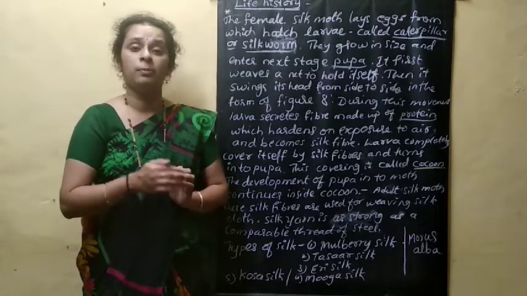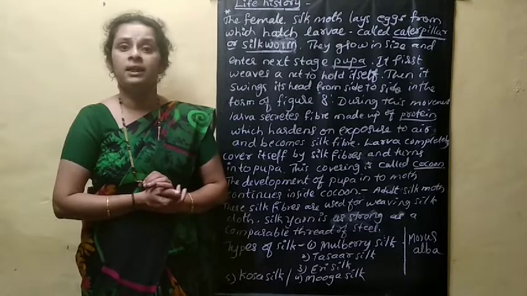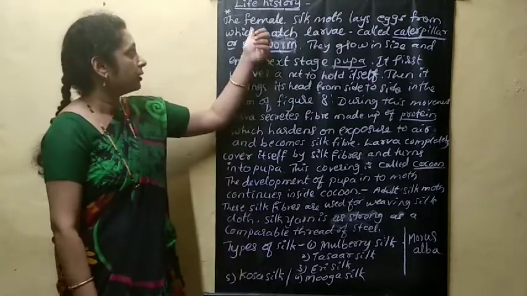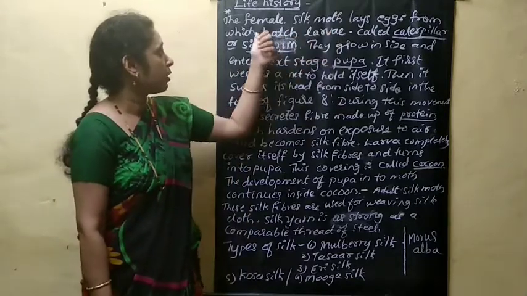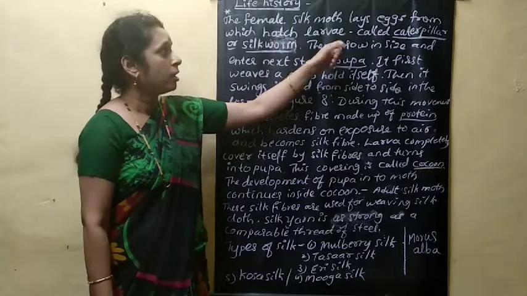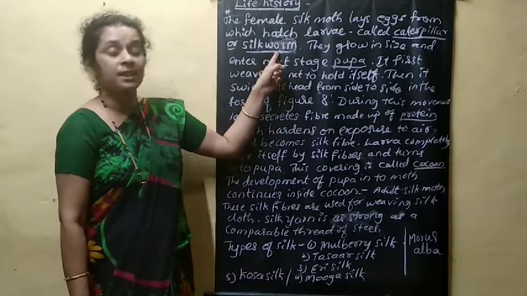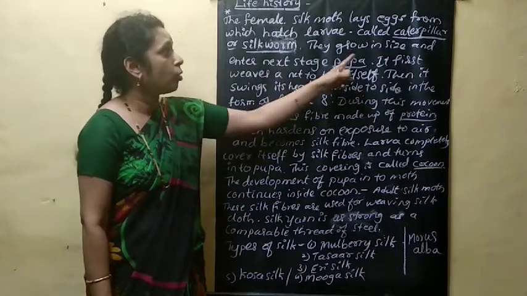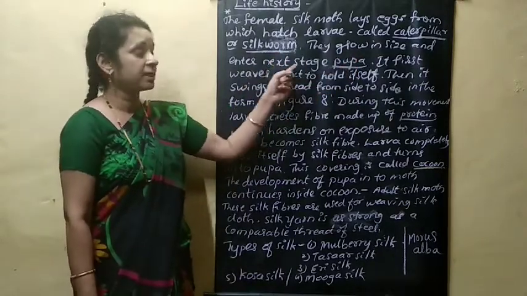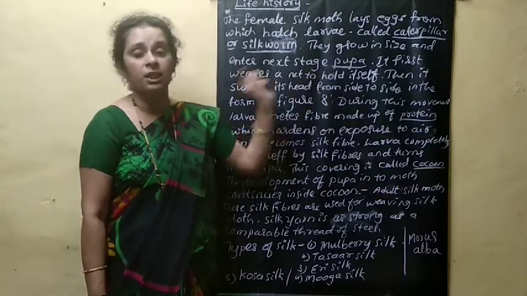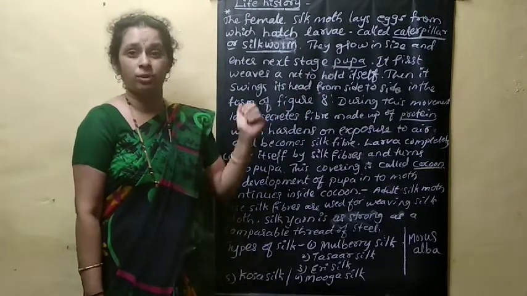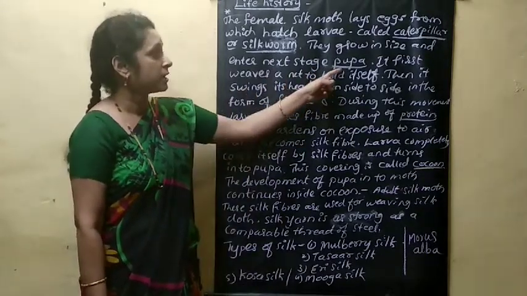Silkworms. That silkworm larva is called a caterpillar. The female silk moth lays eggs from which hatch larvae called caterpillars, or silkworms. They grow in size and enter the next stage, called the pupa stage. You saw that one in the diagram, the pupa stage.